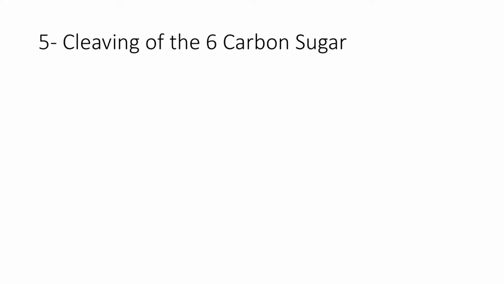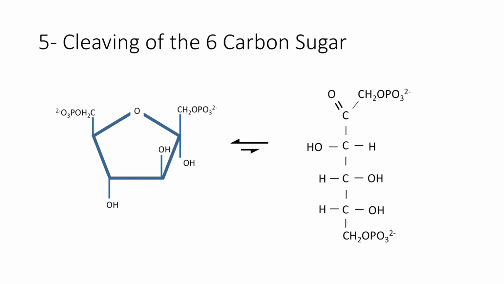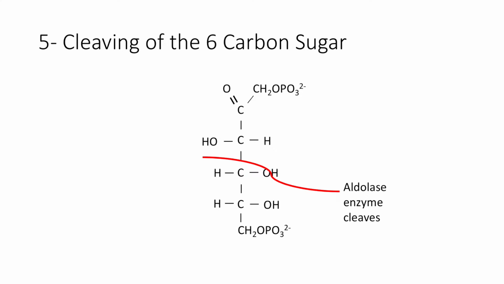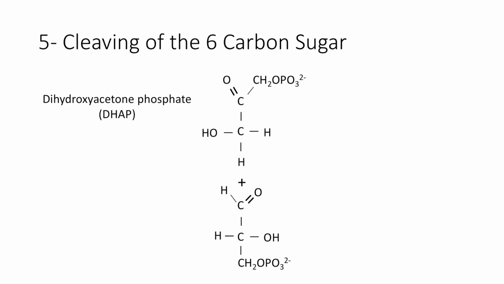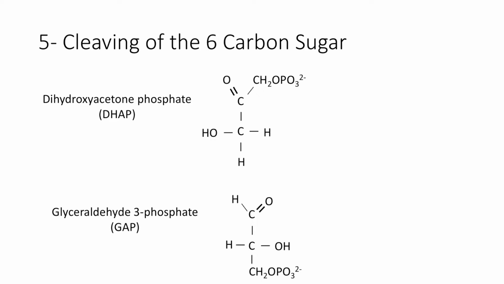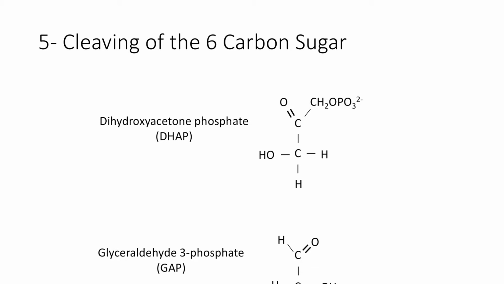Cleaving of the sugar is the next step in glycolysis. The fructose 1,6-bisphosphate is first opened, and then it is cleaved into dihydroxyacetone phosphate, DHAP, and glyceraldehyde 3-phosphate, GAP. GAP continues along the glycolytic pathway.